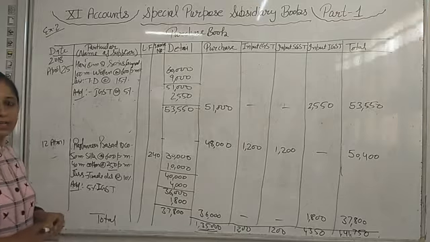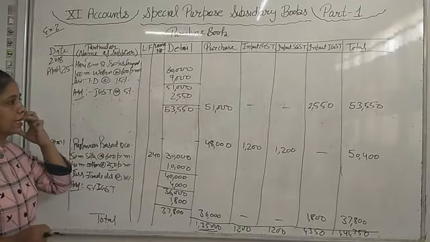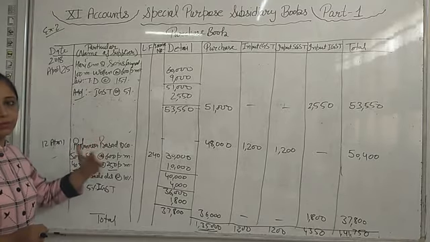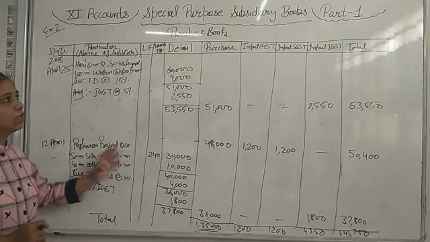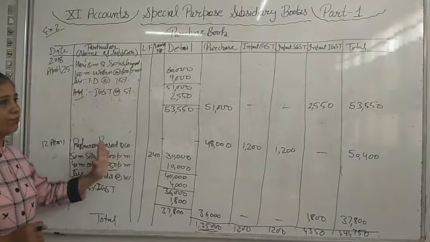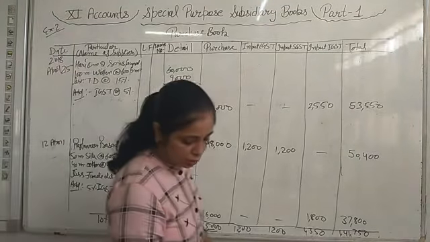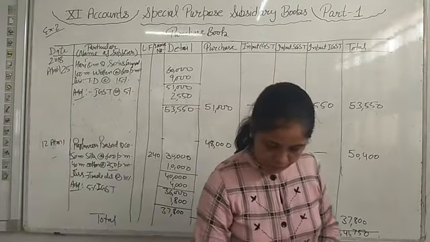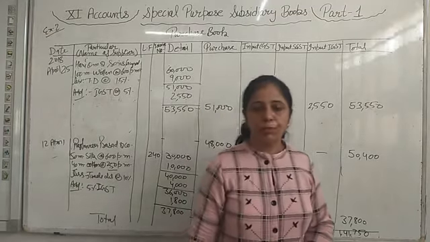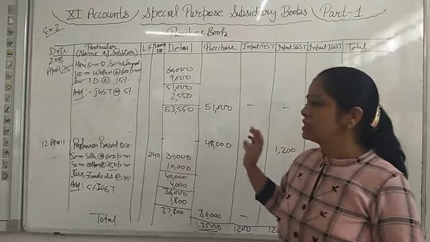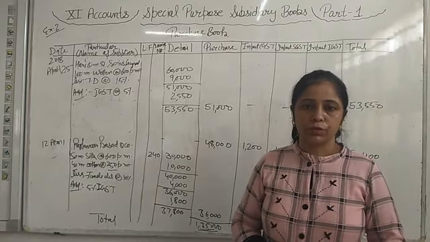It's a very easy chapter. A 4-mark question will come. There are 4 books in your syllabus: purchase book, sale book, purchase return and sales return. One question of 4 marks is sure to come. It's free marks. So do the questions of the purchase book. Only 2 questions are there of the purchase book. You have to do these 2 examples and 2 practical questions in your fair notebook. Okay, thank you.